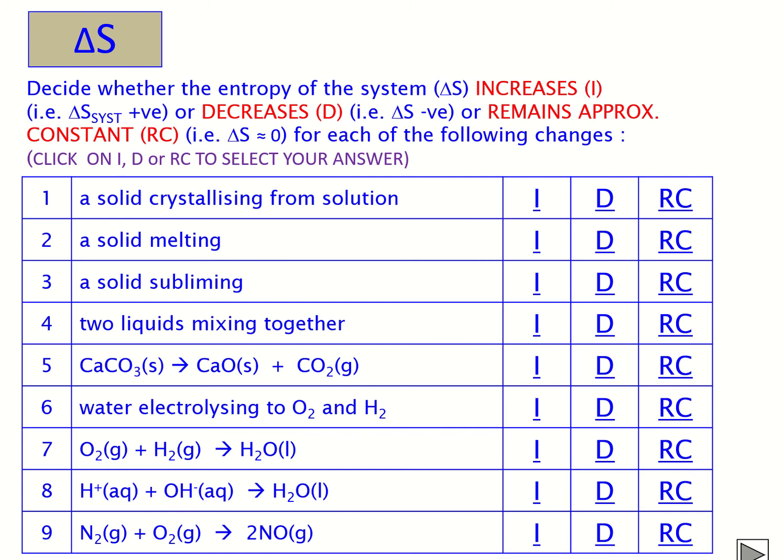Number 6, we have liquid water turning into 2 gas molecules. That's a big increase in disorder. Number 7 is the opposite of number 6, so it's a big decrease in disorder. Gas is going to liquid.